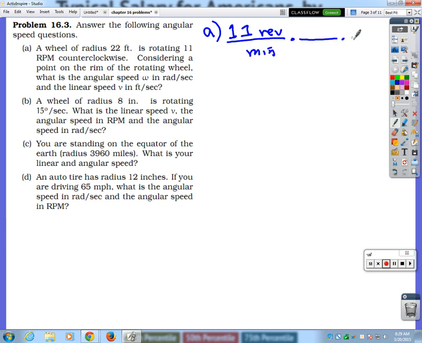What do they want it in? Radians per second. 2 pi rad over 1 rev, and then 1 minute over 60 seconds. So revolutions cancel, minutes cancel, you're left with radians per second, and the numerical answer is 1.15.